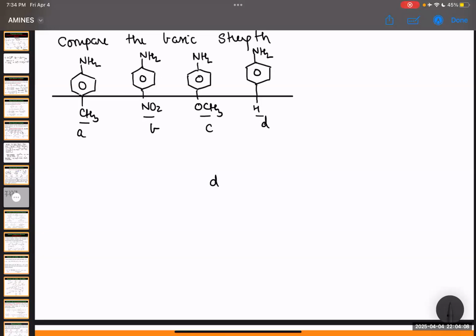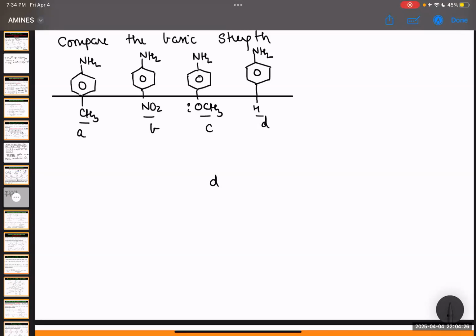In D, you have hydrogen, just hydrogen, no other group. It means the electron density is neither being increased nor being decreased. Got it? It is just at the neutral level, the reference.